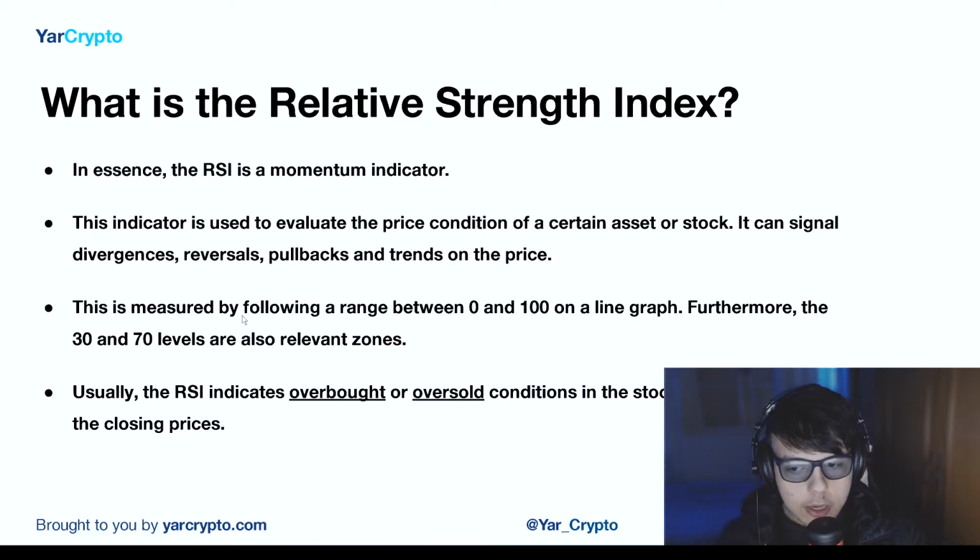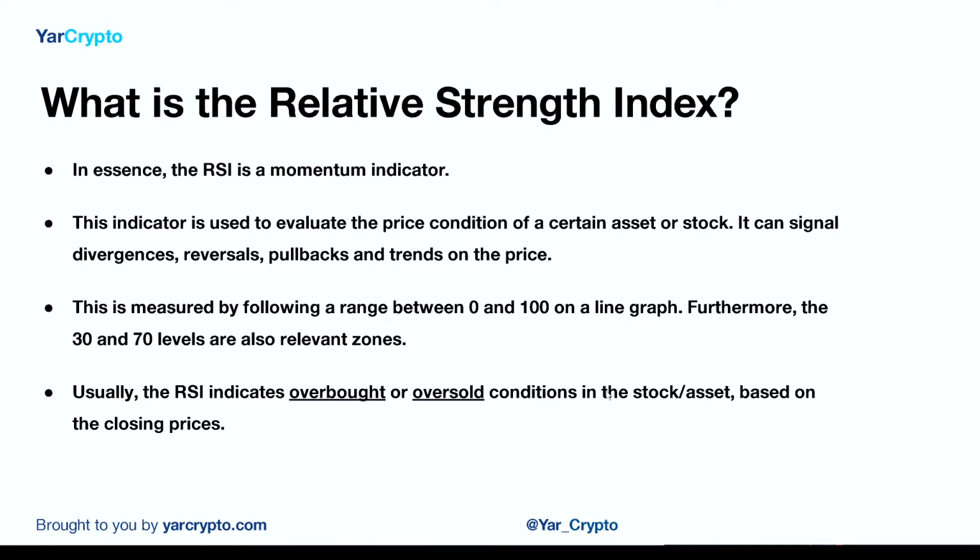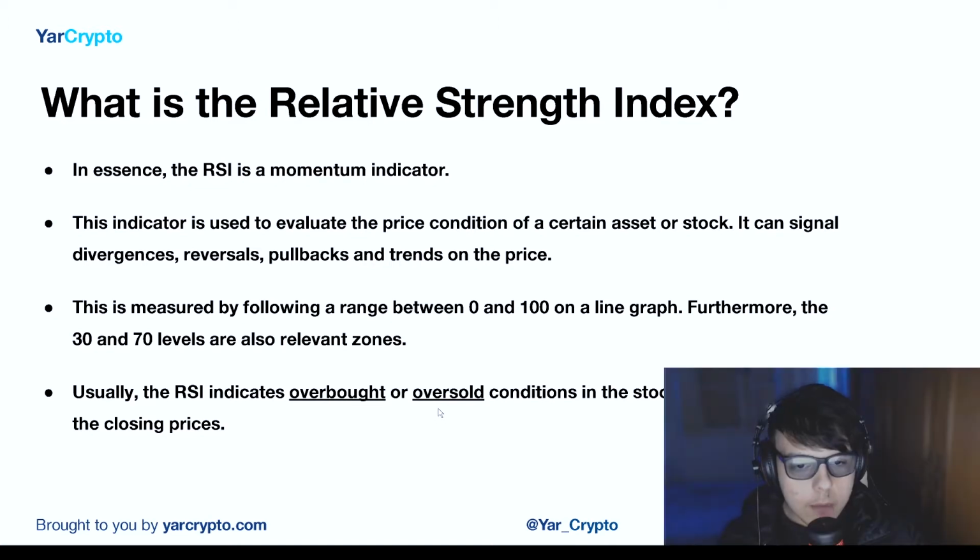And continuing on here, the RSI usually indicates the overbought or oversold conditions in the stock or asset based on the closing prices. Overbought or oversold conditions are when the price is overextended in a particular direction, and that is indicated by the closing of the candles. So whether it is a 1 hour candle or a 4 hour candle, the RSI usually follows the closing prices.